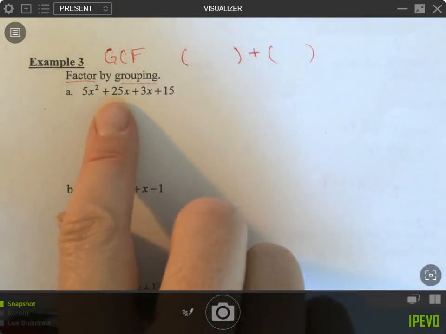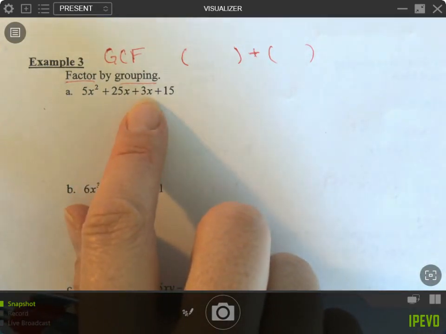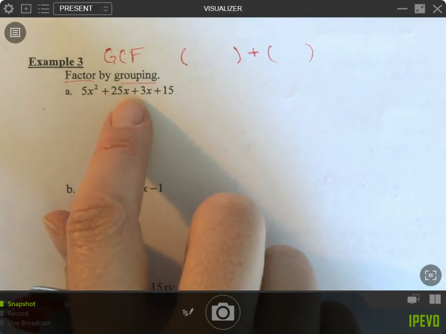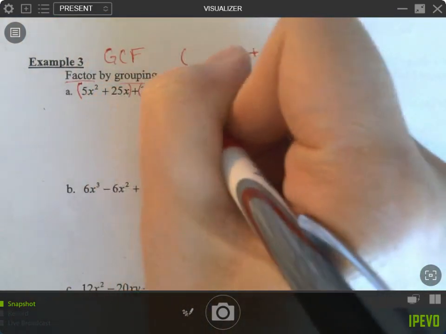Now, some of you look at this first one. The 25x and the 3x are like terms. I don't want to put them together. It does say factor by grouping, so I don't want to put them together. I want to group it. So group the first 2. Plus sign in the middle, group the second 2.